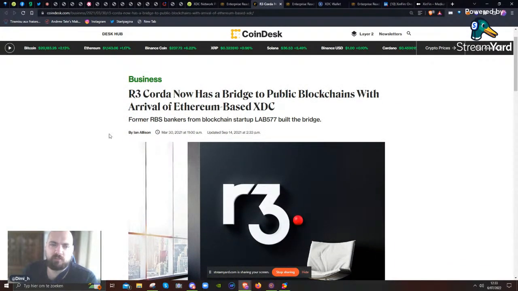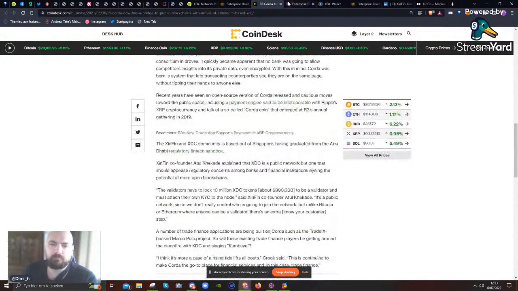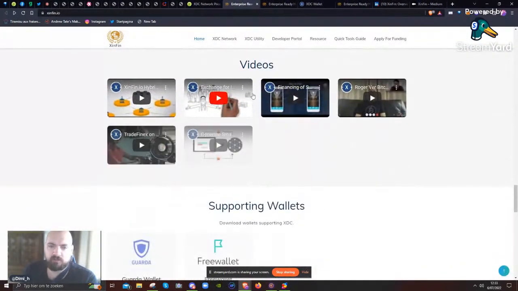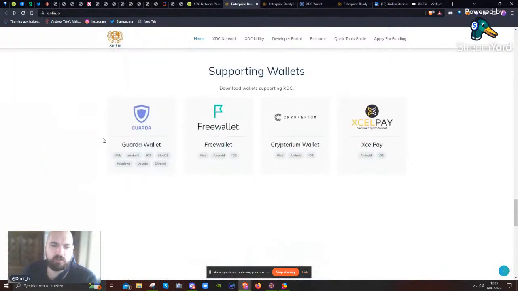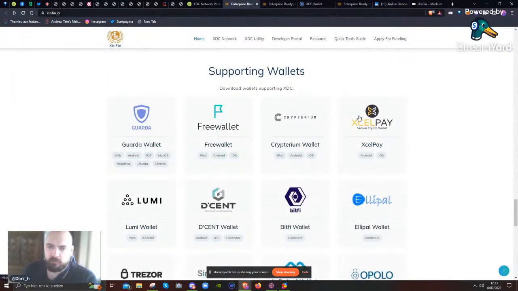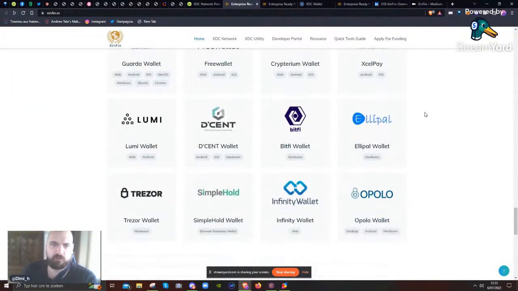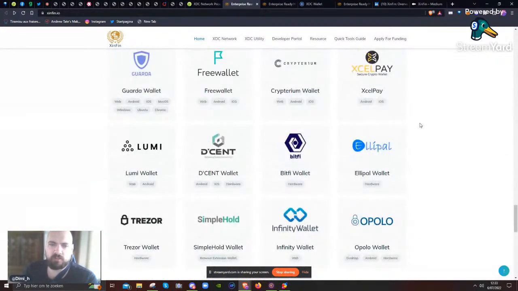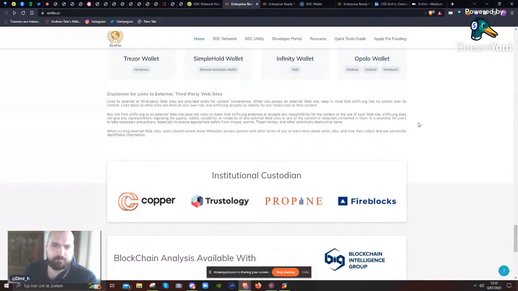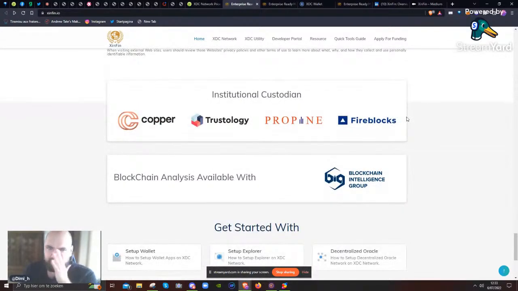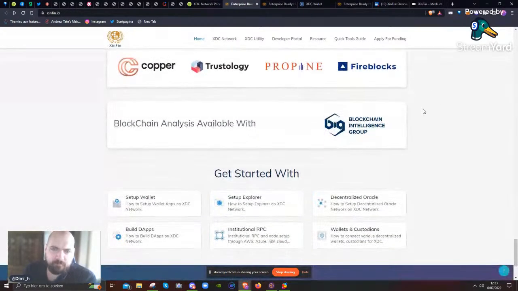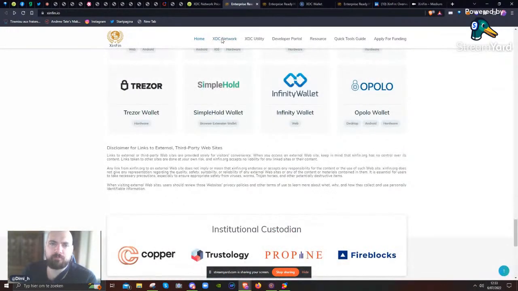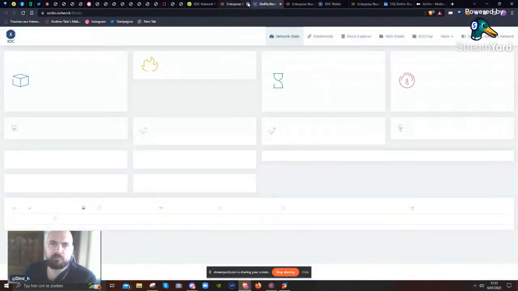Ethereum-based XDC. So it relays back towards the correct articles, some videos, some supported wallets: Guarda, free wallet, Crypterium, XL, so quite a lot it seems. Trezor, no multi-coin wallets being held. Okay. Intelligence, get started with setup wallet. Okay. Oh, page.